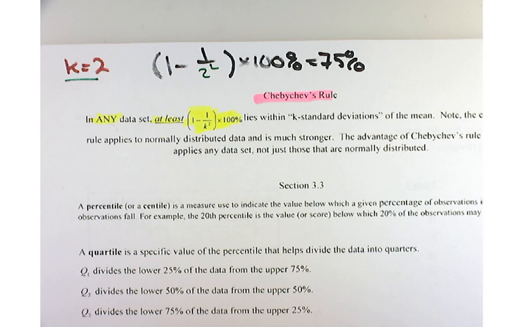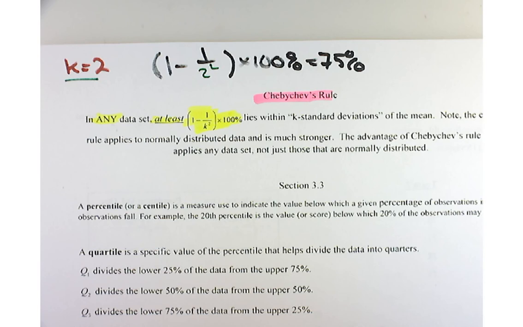But what Chebyshev's rule is saying is that in any data set, at least 75% of your data has to be within 2 standard deviations away from the mean. At least that much. Could be more, could be a lot more, but at least 75% of your data has to be within 2 standard deviations away from the mean.